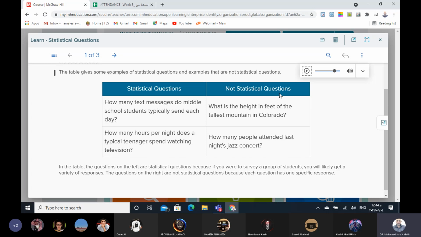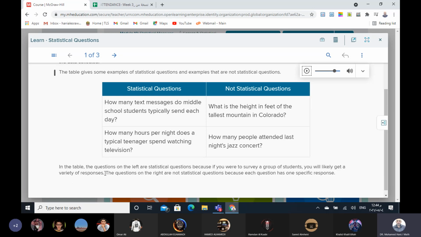Not statistical questions. What is the height in feet of the tallest mountain in Florida? The second question, how many people attended last night's jazz concert? So this is the difference between statistical questions and not statistical questions.